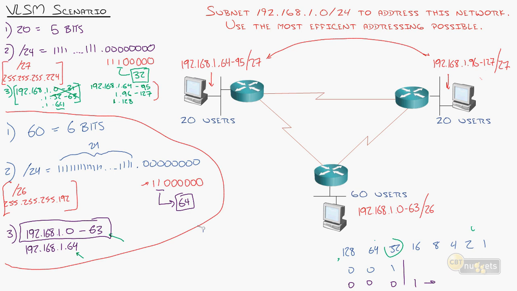So I'm going to go down here. The last thing is we need a few networks for our WAN links of 2 hosts each. So let's start there. 2 hosts. What's the binary equivalent of 2? Right there. 2 bits. To get the number 2, I need 2 bits. So step 2, original subnet mask /24 equals 24 1s, and 1, 2, 3, 4, 5, 6, 7, 8 zeros.